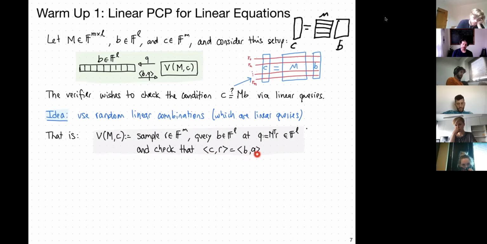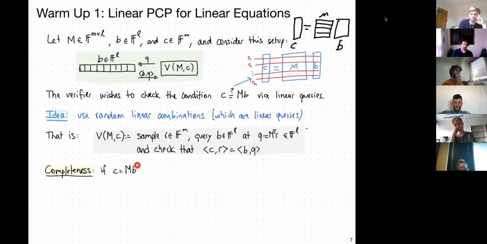So notice that B and Q, this is just like a linear query to the B string. And C of R, we can do by ourselves because we're holding it. It's not something that we need to query. So let me show you exactly why this works. This would make it much clearer, I promise.